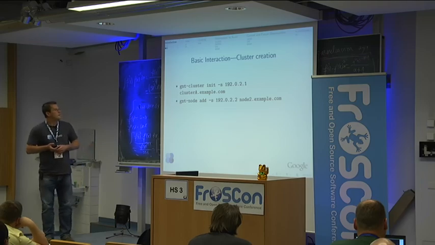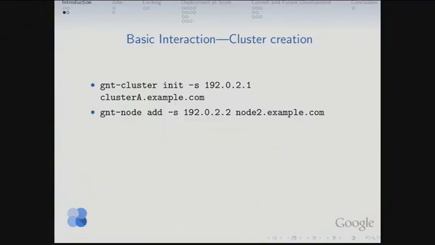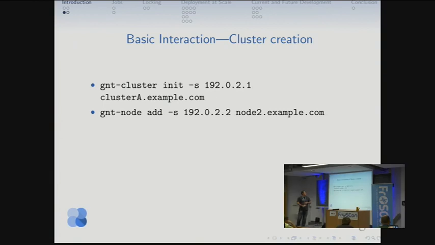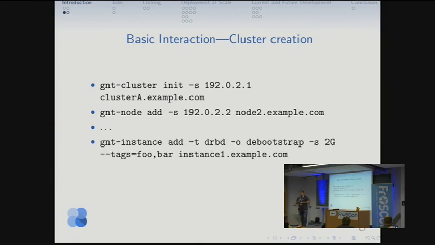You add nodes. It's also just a command. You again provide the name of the node, which has to resolve to the primary IP address. You provide the second IP address. Do that for all the nodes, and then you add an instance. You provide all the data you need for an instance. So you say, well, which form of storage solution do we use? Typically, so the T is for disk template, typically DRBD.